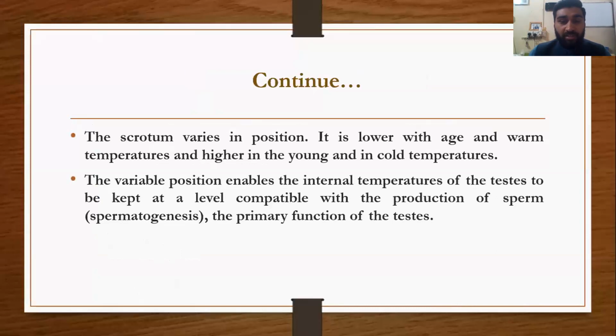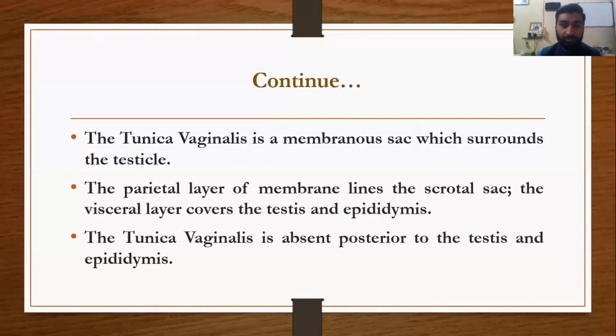The scrotum varies in position. It is lower with age and warm temperatures, and higher in the young and in cold temperatures. The variable position enables the internal temperature of the testis to be kept at a level compatible with the production of sperm, which is known as spermatogenesis. And this is the primary function of the testes.